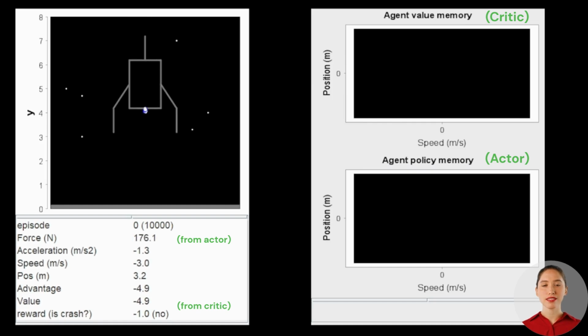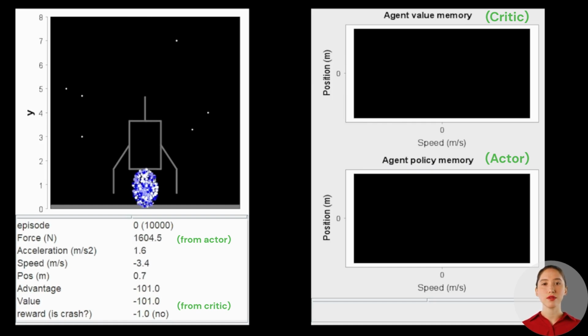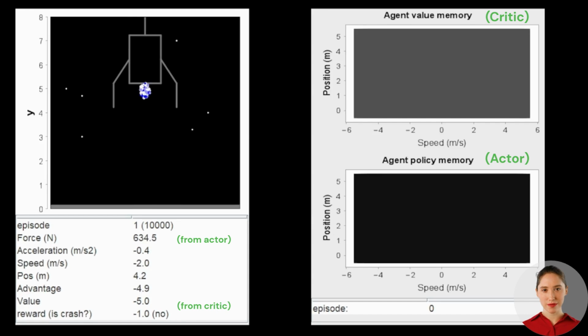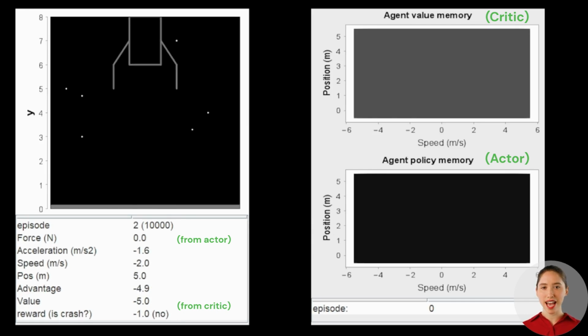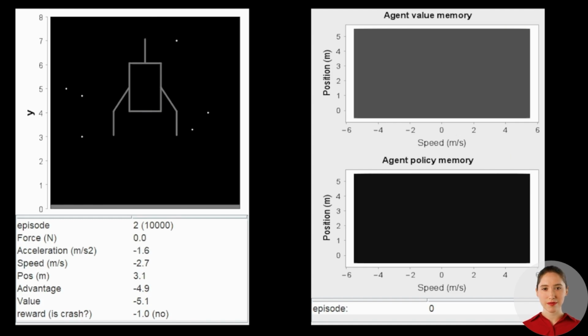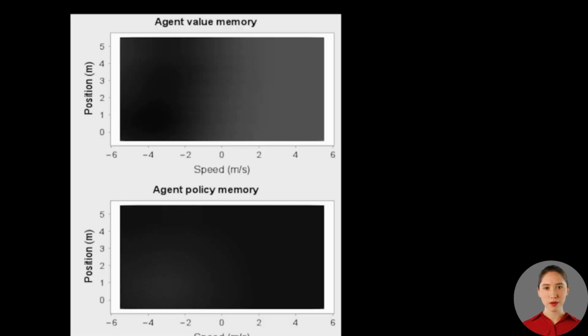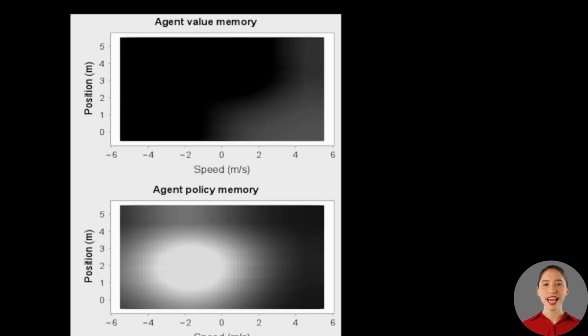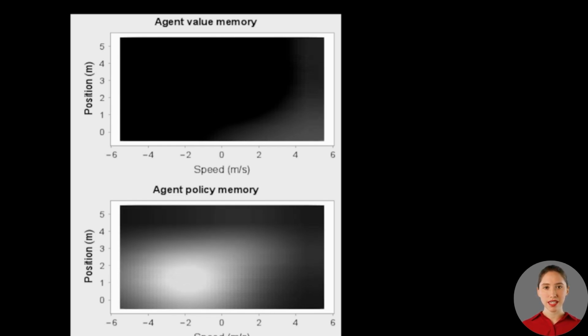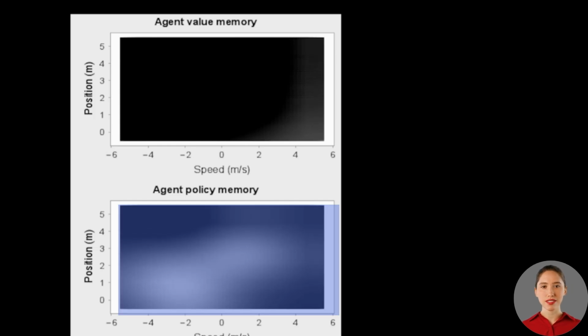The training now begins. The size of the fire beneath the craft is in proportion to the force. The animation is now paused to reflect. In these first episodes, the policy was random. Consequently, every episode ended in a crash. Now, we speed up the animation to fast forward the learning process. As you can see, the agent's memory is continuously updated. It becomes clear that the policy is changing.